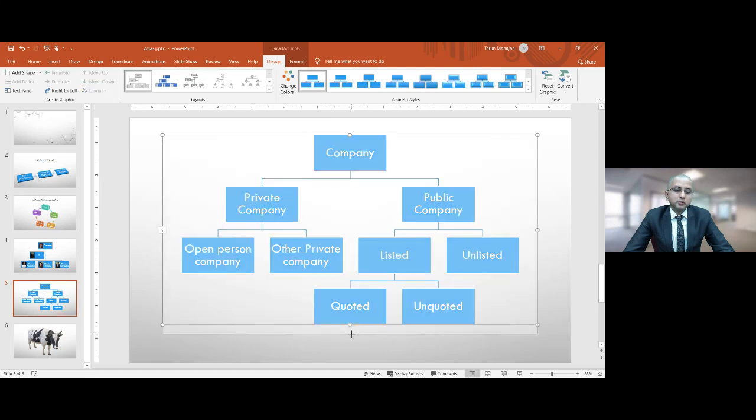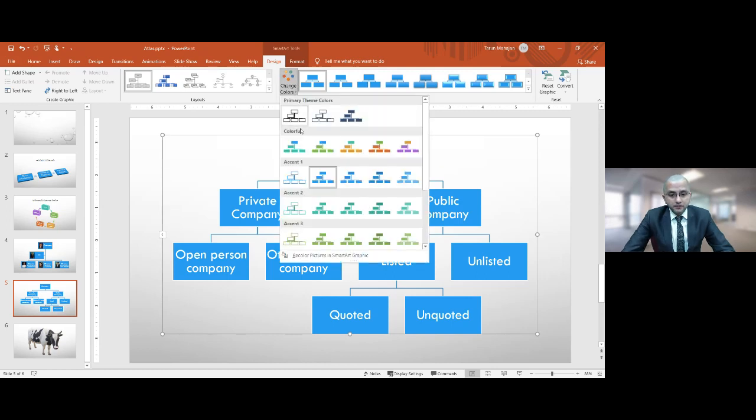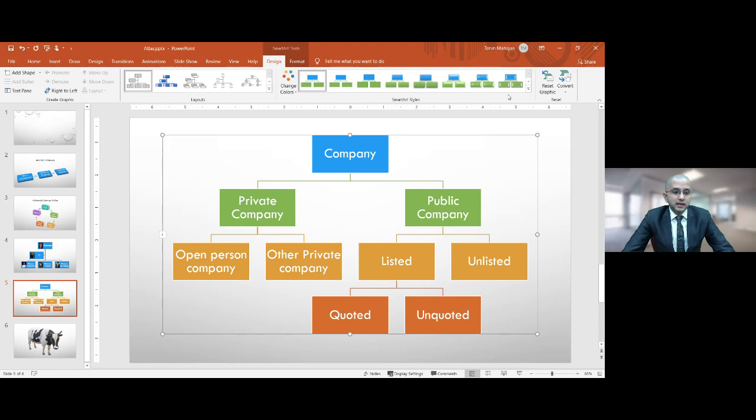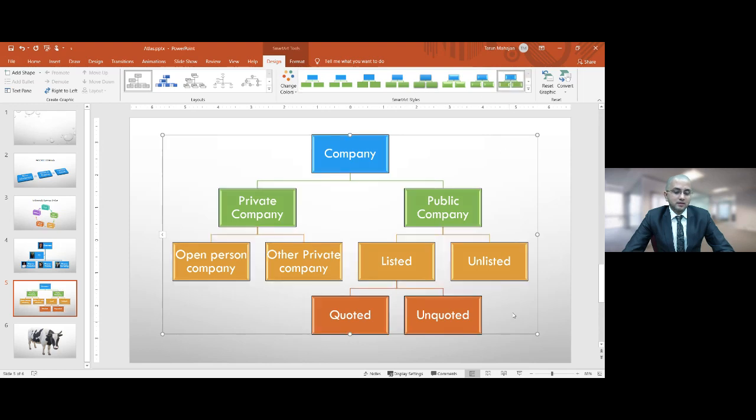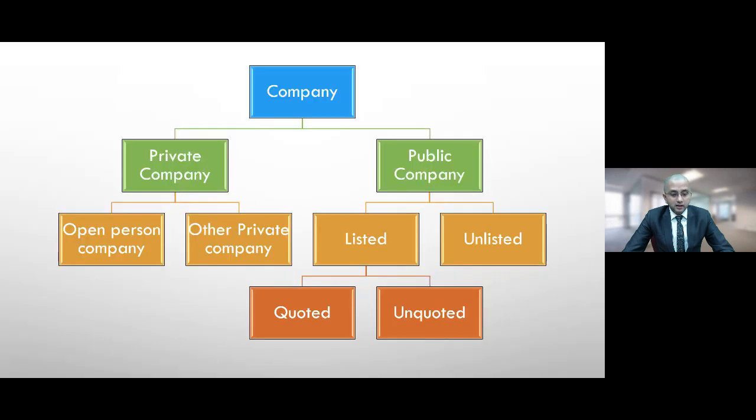So this is the beauty, that you need not insert everything separately every time. You can simply click on typing the text and Microsoft PowerPoint will take care of it itself like this. Companies are of two types, private company, public company. Private company may be a one-person company or a normal private company. Public company may be listed, unlisted. Listed company may be quoted, unquoted.